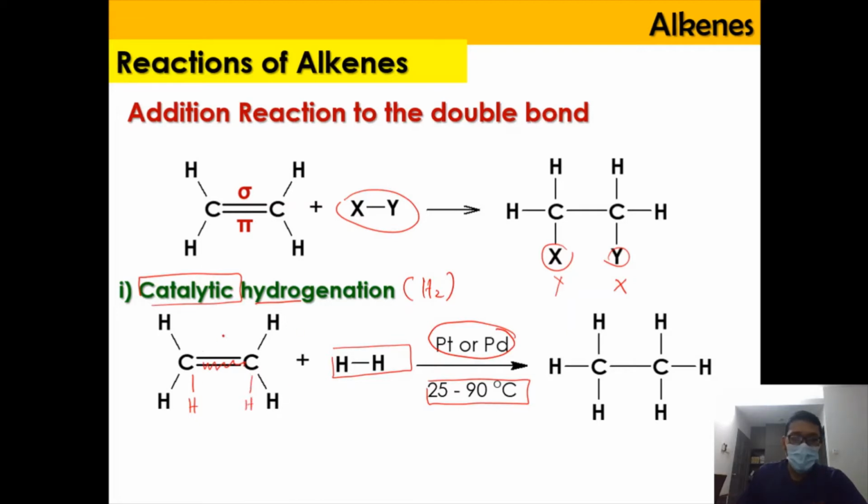If you were to draw it nicely, you will get the expanded structure of ethene. So from alkene, which is ethene, because of two carbons with a double bond, it becomes ethane when hydrogen is inserted.